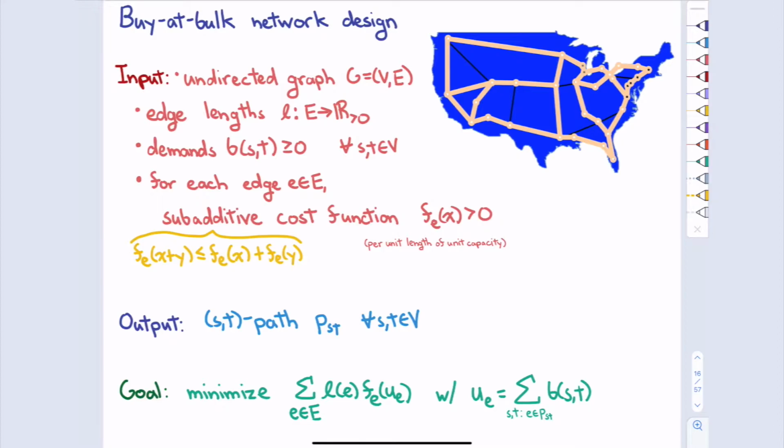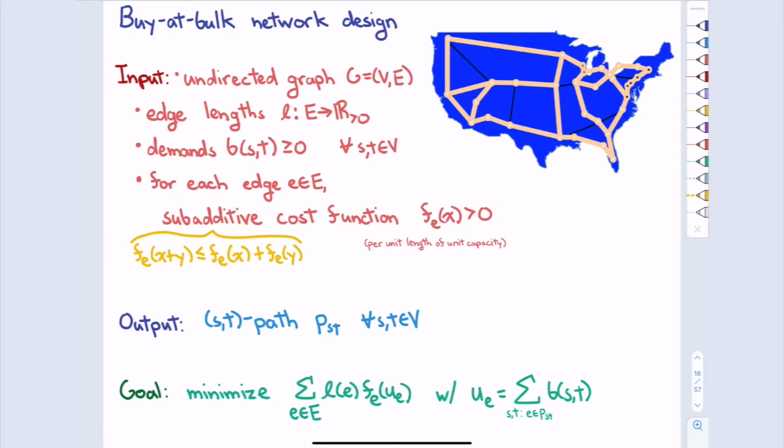So the cost of 10 plus 20 capacity on an edge should be at most the cost of 10 plus the cost of 20 taken separately. Okay, so you're just assuming some kind of economy of scale model, and nothing else beyond that. Okay, so not very much structure. Now, given this input, what you need to do is choose a path between every pair of vertices, every pair of cities.